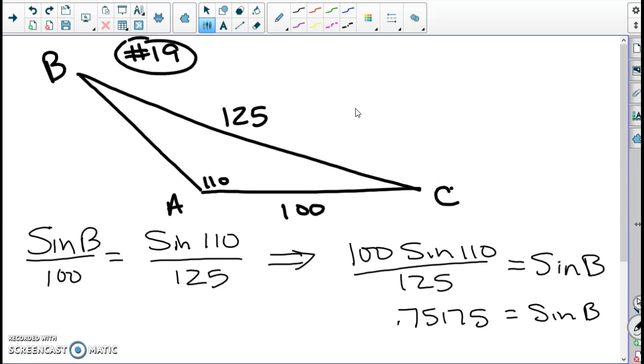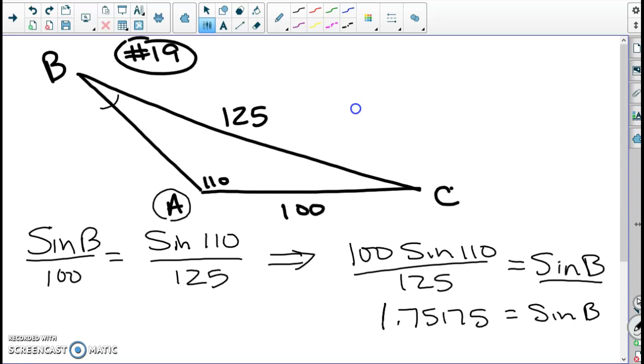So problem 19 plays out like this. We have a triangle given angle A, obtuse, at 110 degrees. We have angle B and C unknown, and we have the two sides not including the angle A. So side A 125, side B 100, and we set up our proportion, the sine of angle B over its side length 100 equals sine 110 over 125. I've simplified by multiplying both sides by 100, leaving the sine of B alone.